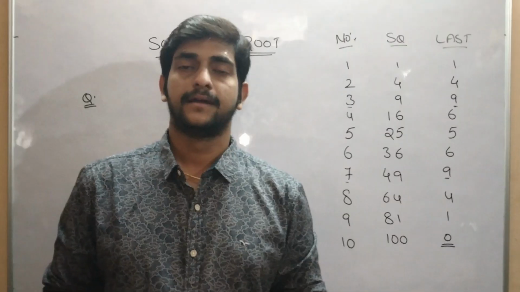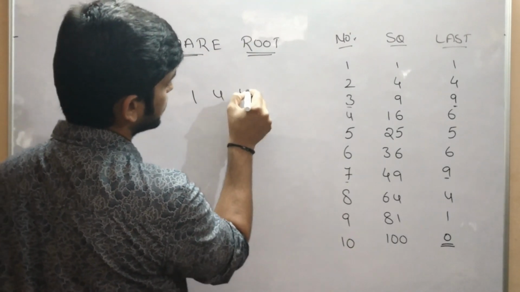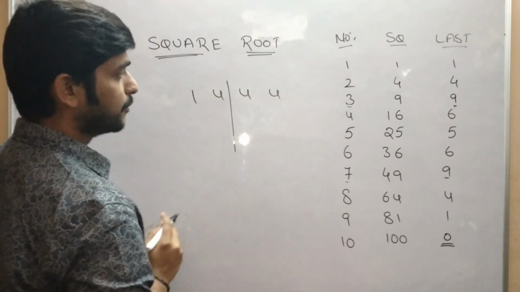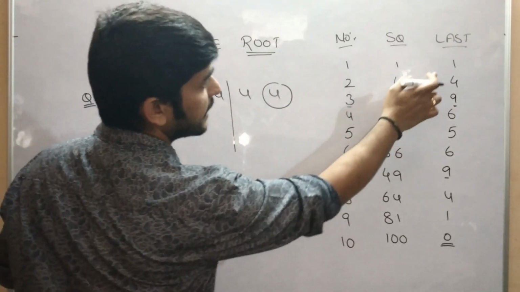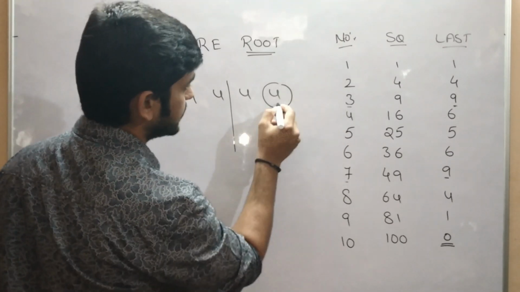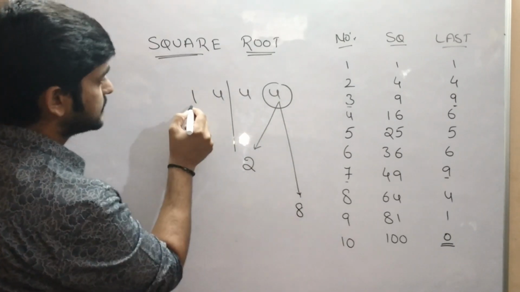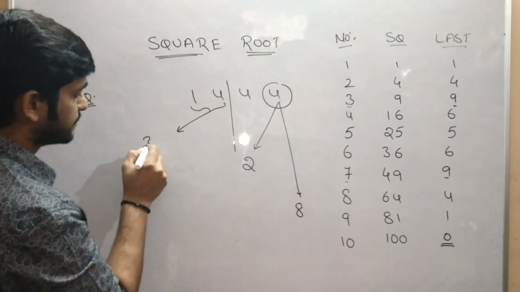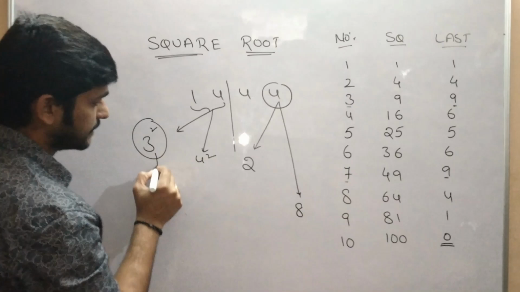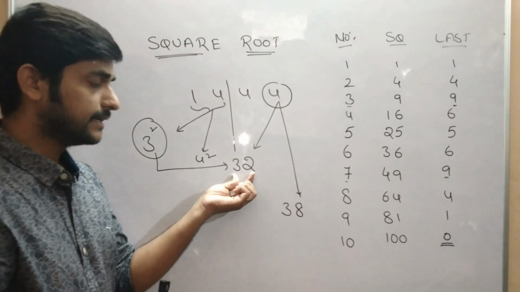Let's go with the next number. Now we are going to find the square root of 1,444. The first step is to divide the number into two parts. Here the last digit is 4. If the last digit is 4, the answer must end with 2 or 8. So the answer must end with either 2 or 8. Now consider this part. Here 14 lies between 3 square and 4 square. We consider the least one here, that is 32 or 38. So the answer must be either 32 or 38.